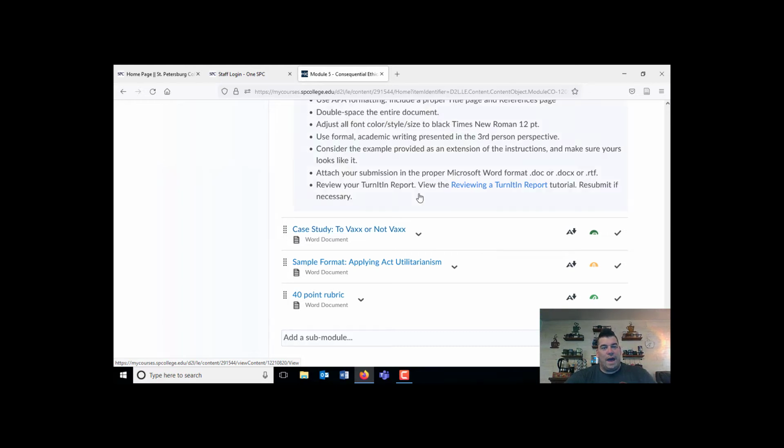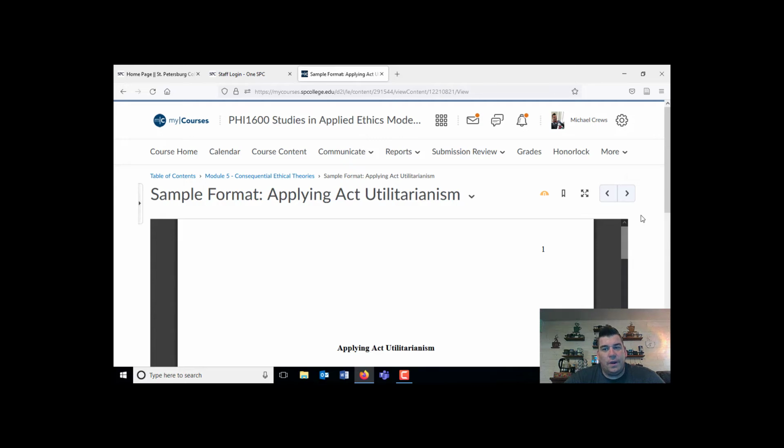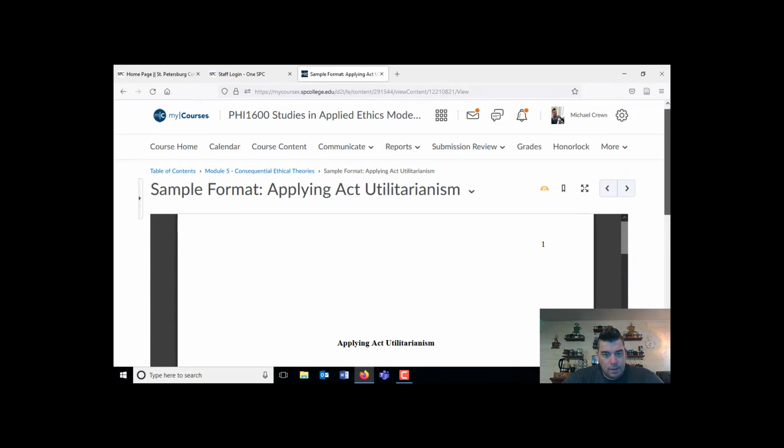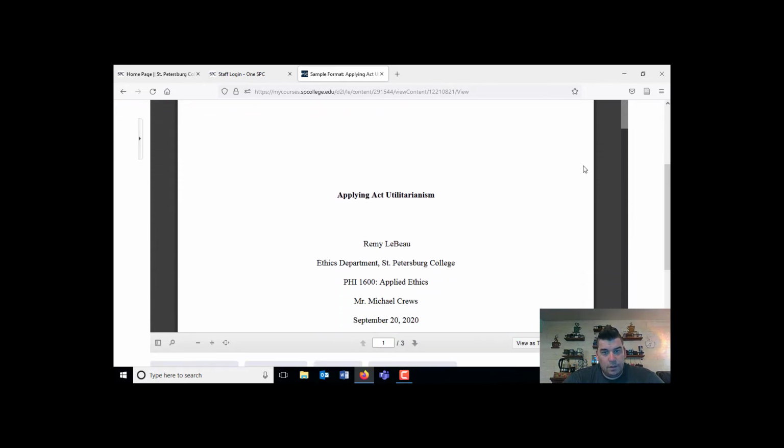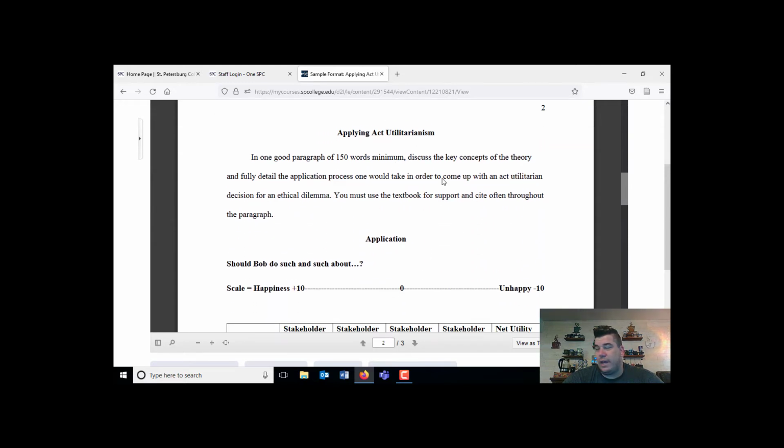So there's a sample format for applying act utilitarianism. Please use this example so you'll have it the way it's supposed to be. But you'll see we've got the title page, and then follow the paper layout just like this. So in the first section, you're going to have one good paragraph of 150 words minimum, where you discuss the key concepts of the theory and fully detail the application process one would take in order to come up with an act utilitarian decision for an ethical dilemma.